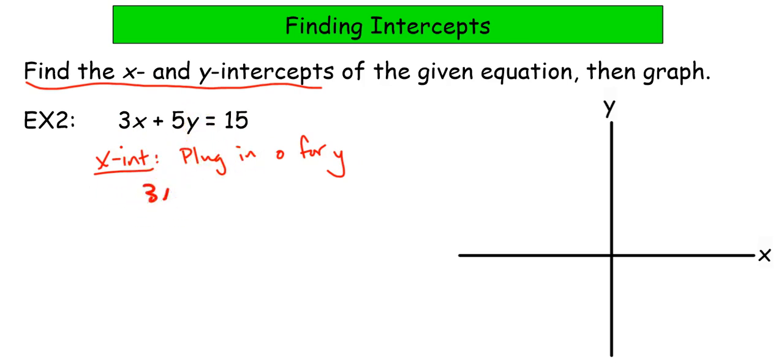So I've got 3x plus 5 times 0 equals 15. Well, 5 times 0, that pretty much just cancels that out. I'm left with 3x equals 15. So I know that my x-intercept is going to have an x-coordinate of 5. And in particular, the y-coordinate I know is going to be 0, so x-intercept is 5, 0. Let's go ahead and find the y-intercept.